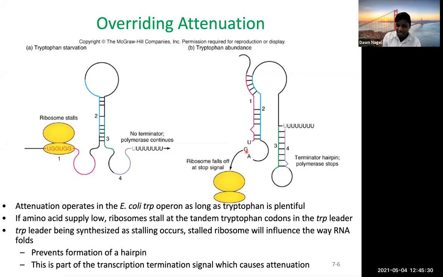You'll see when we talk about translation, ribosomes will fall off when you have a stop codon, because this is not an amino acid really, so it just falls off. And because this hairpin structure is formed, this region 3 will base pair with region 4. This is where you get your second hairpin structure with your string of T's. You have a terminator: perfect hairpin, string of T's, polymerase stops. You are not able to transcribe the rest of the genes.